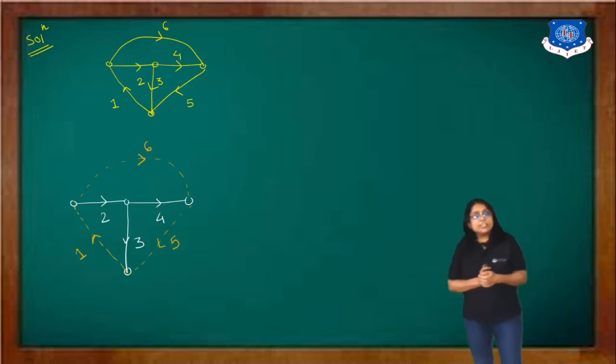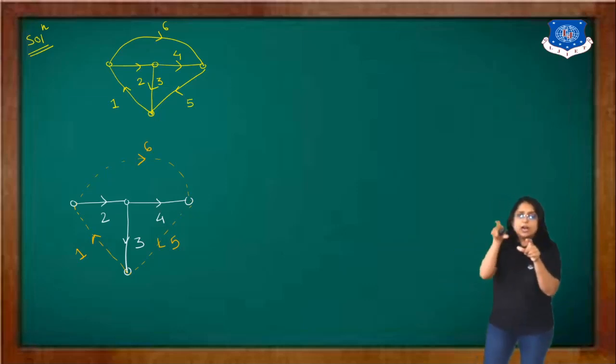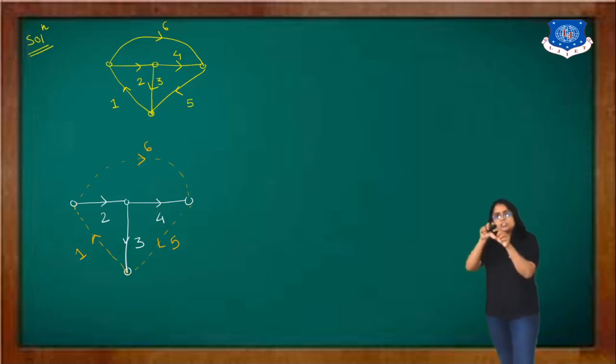Now as the definition says, we have to make an arc. That arc cuts only one tree branch, but more than one link is allowed. That means you have to draw an arc in such a way that it cuts only one solid line. Why solid line? Because it's a tree branch. More than one dotted line is allowed because those are links.